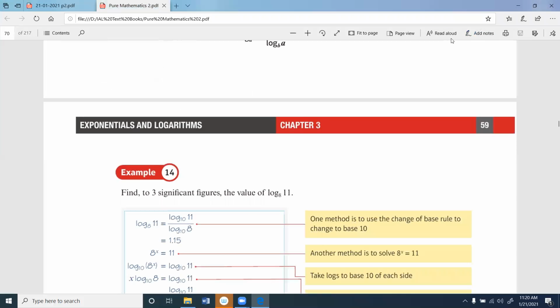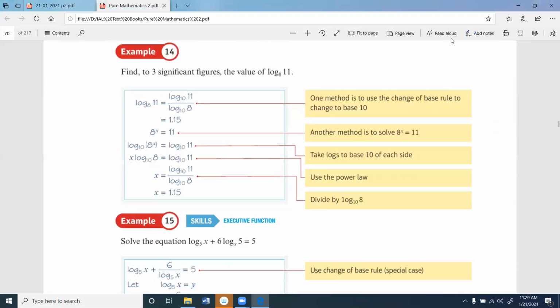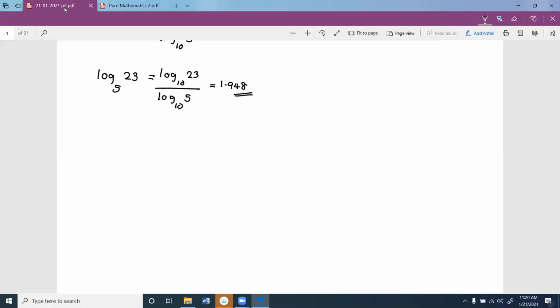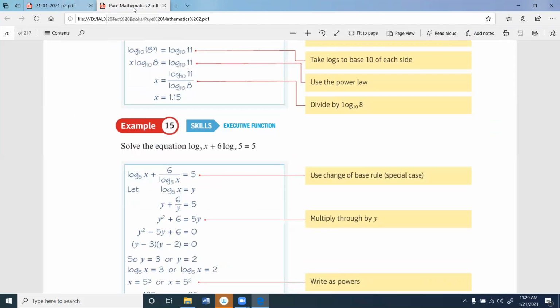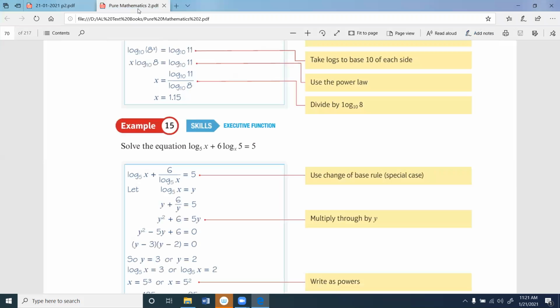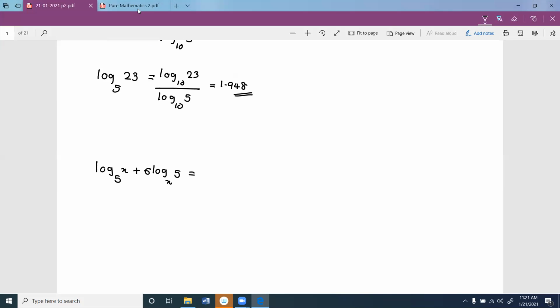Then the next part. So you can get it easily. Then we use the same thing to solve a question like this: log base 5x of x plus 6 times log base x of 5x... equals 5. Then there is another change in base logarithm rule.